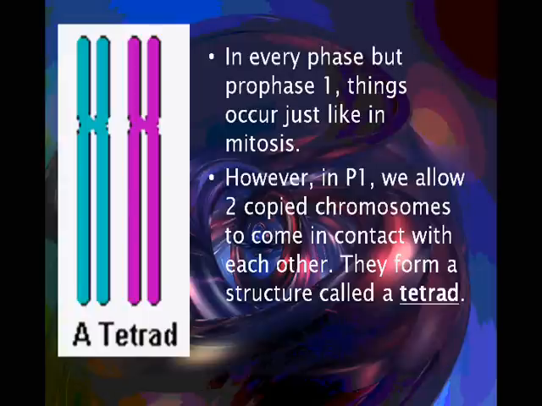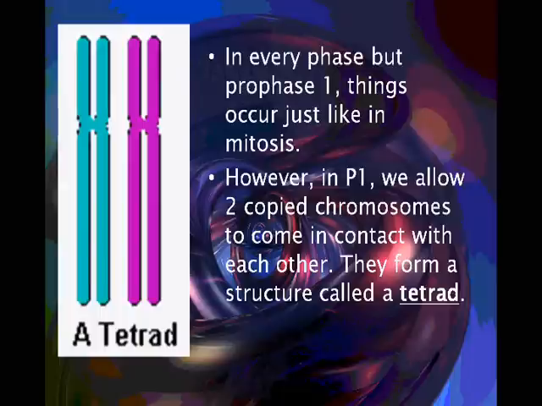In every phase except for prophase, things occur just like mitosis. In prophase, chromosomes condense, and in meiosis they pair up, whereas in mitosis they did not. In metaphase, they line up in the center. In anaphase, they're pulled to the poles, and in telophase, a nuclear envelope reforms.